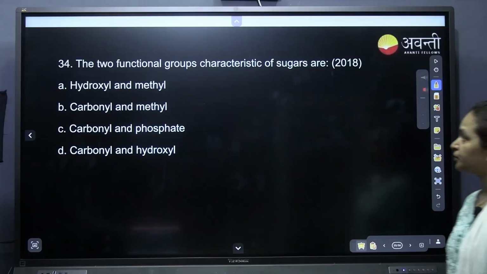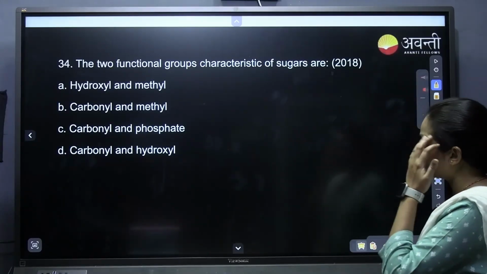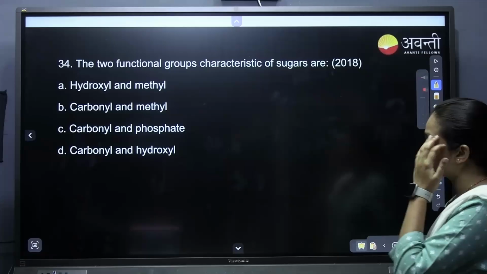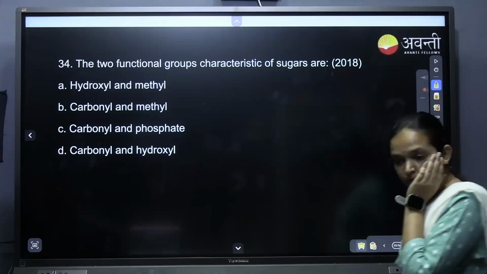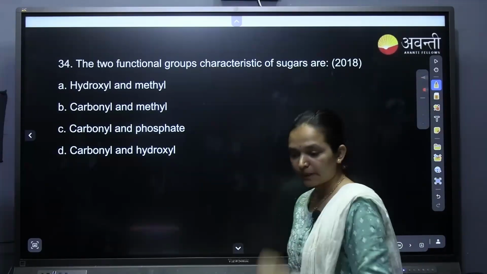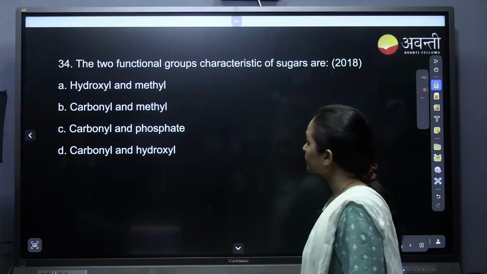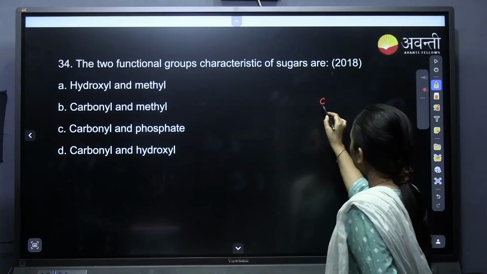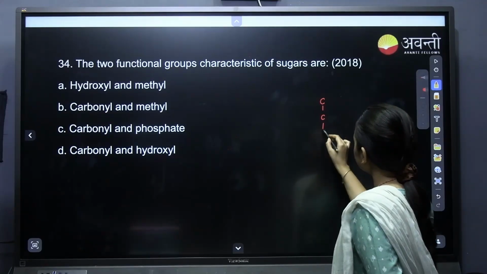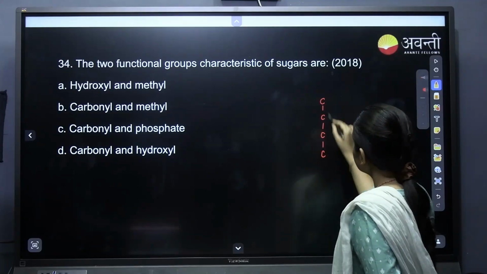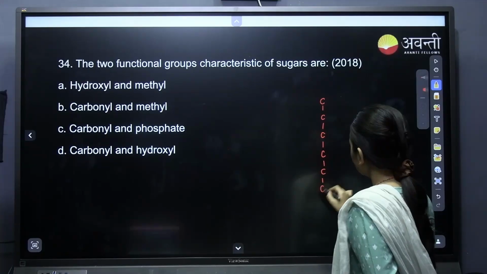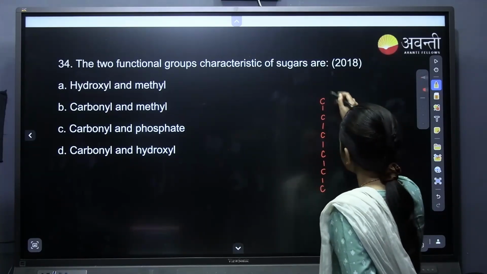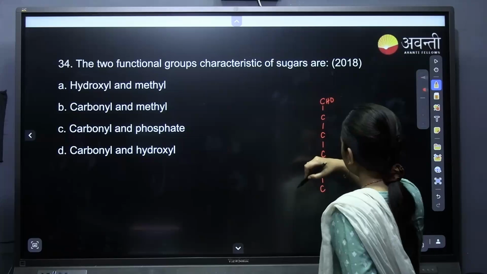The two functional group characteristics of sugar are. What are the two functional group characteristics of sugar? Tell me. For example, we will write one simple sugar, that is glucose. 6. One is the aldehyde group.